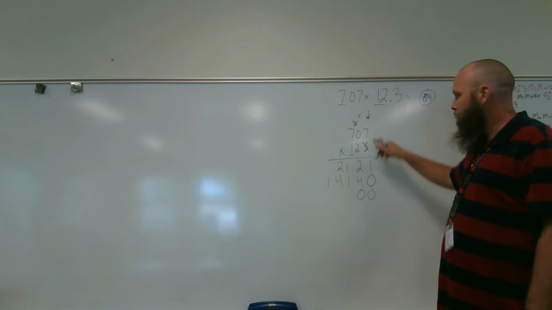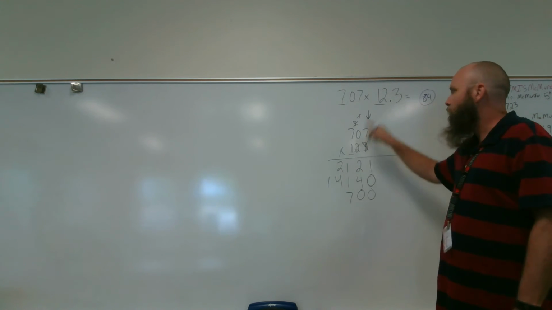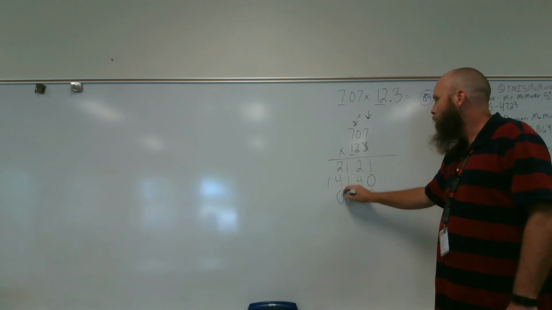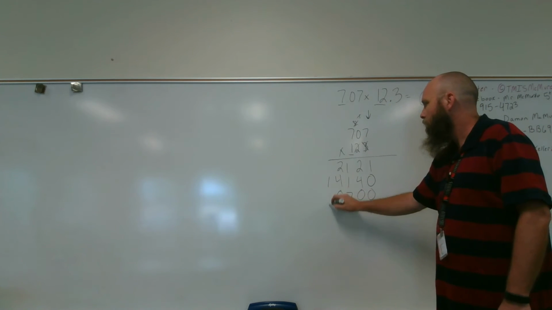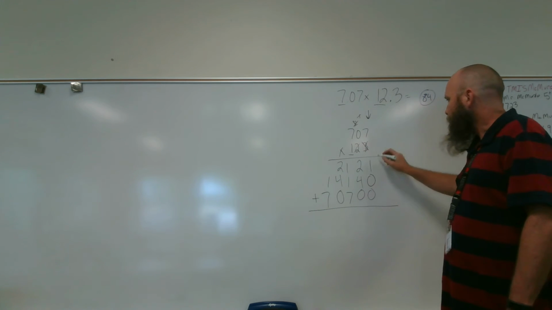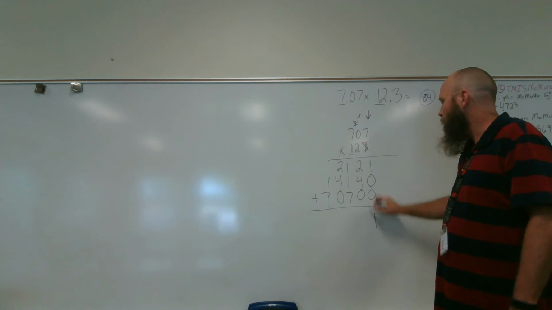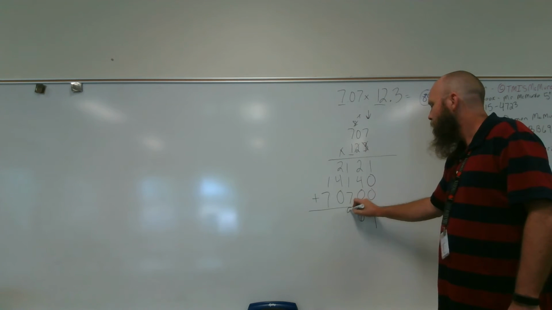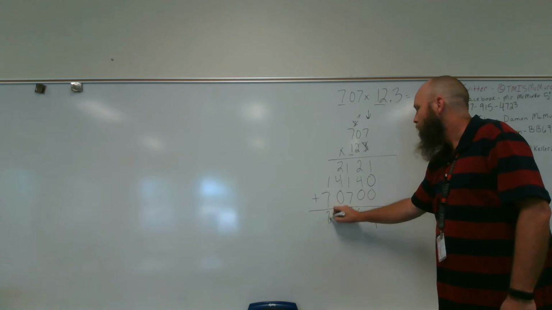1 times 7 is 7. 1 times 0 is 0. 1 times 7 is 7. Okay. I don't think this is going to be anywhere close to 84. Yeah, we'll see. 9, 6, 8.